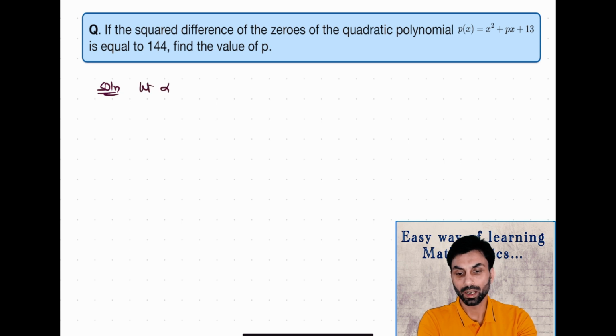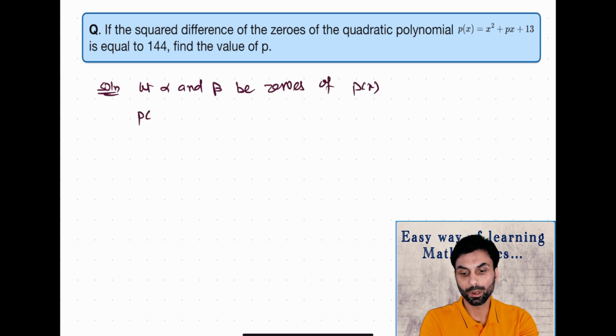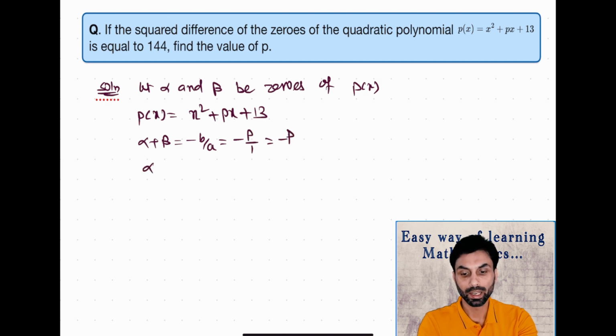So let alpha and beta be zeros of p(x). Here p(x) is x square plus px plus 13. Therefore alpha plus beta will be minus b upon a, which is minus p upon 1, that is minus p, and alpha into beta will be c upon a, which is 13 upon 1, it is 13.